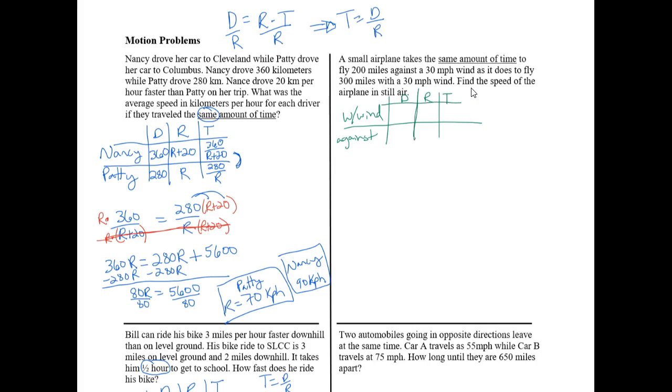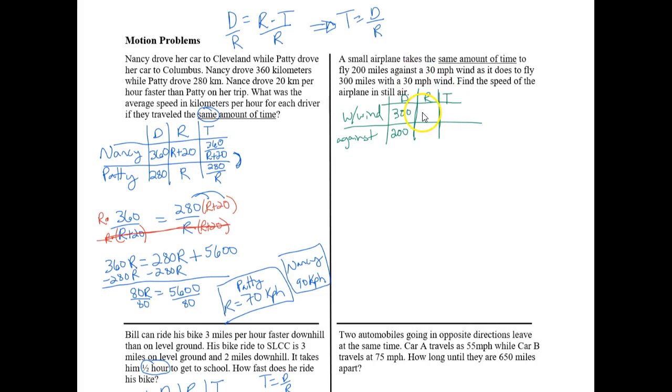Right, now when we're talking about planes and wind and things, when we talk about the rate, we're not going to talk about just the rate of the plane. We have to talk about the rate of the plane plus or minus the wind. Because the wind is either helping you go faster or making you go slower than the actual rate at which you're traveling. So let's start filling in these boxes. So it's traveling 200 miles against the wind. And then it flies 300 miles with the wind.